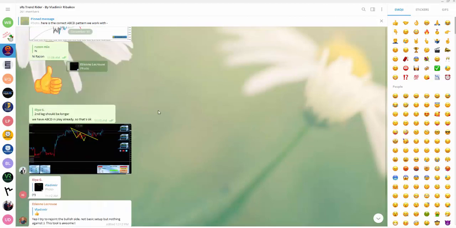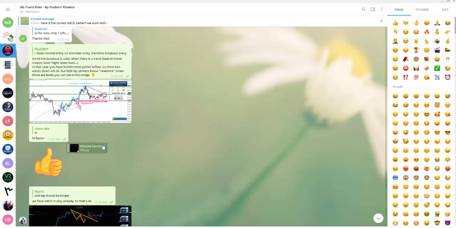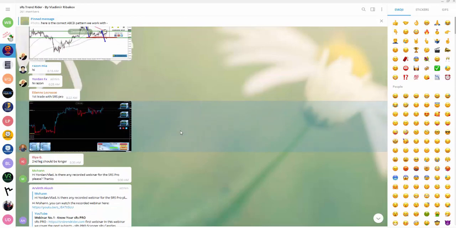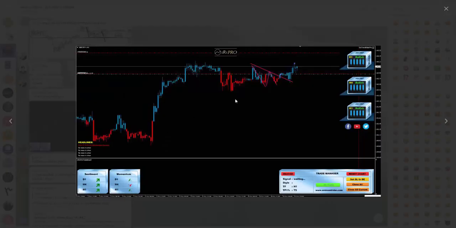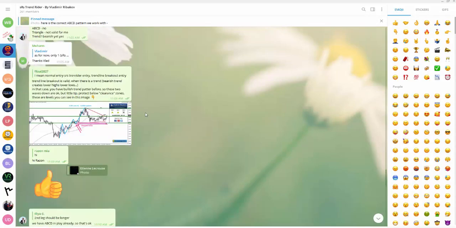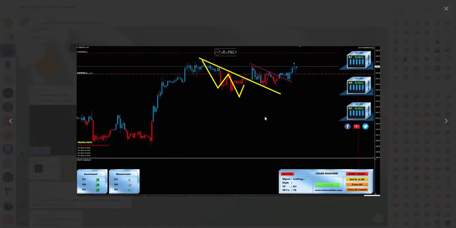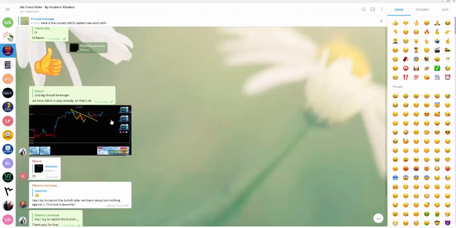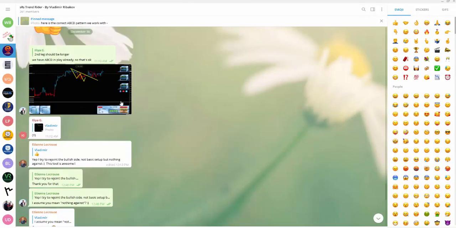And Etienne, thank you for that, sharing here his pound yen buy trade. It was pretty much exactly the same trade that we did, and I just showed you before, explaining here, covering the setups, explaining the logic behind them.